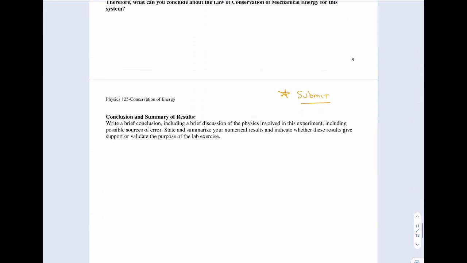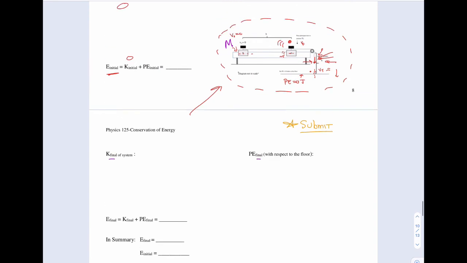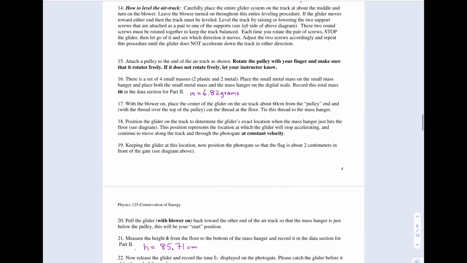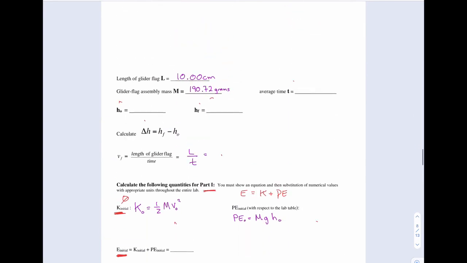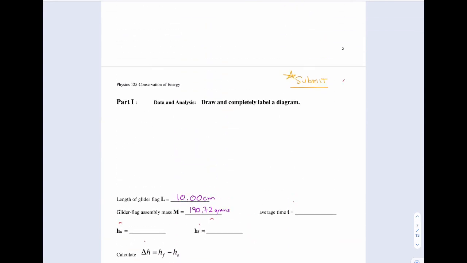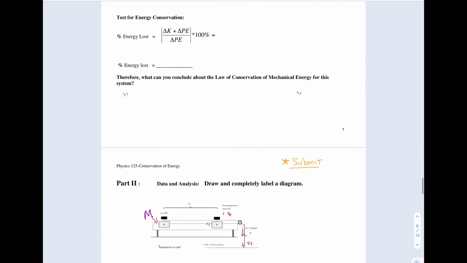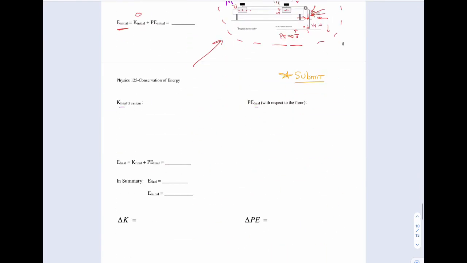Okay, so try that, and then what I'm going to have you do is as you go through this, you can see the pages that I ask you to submit. So I have you submit that one, and each page that has the word submit on it, that's what you're going to turn into me.